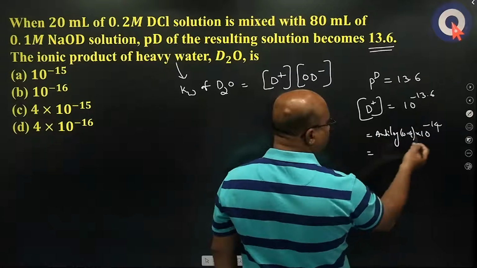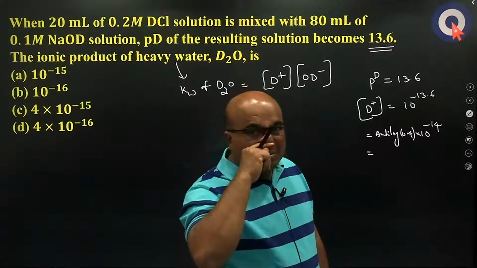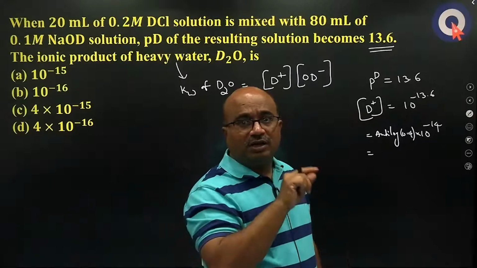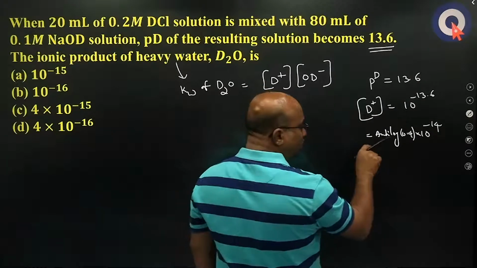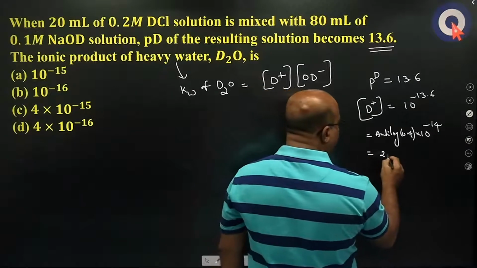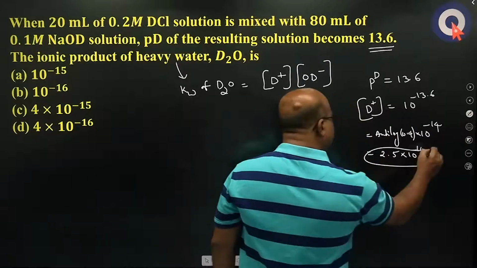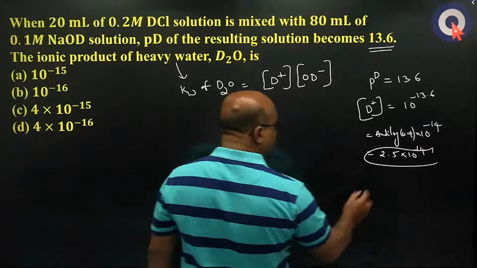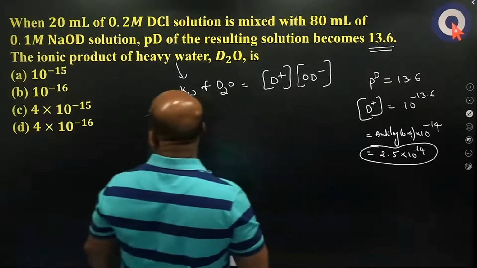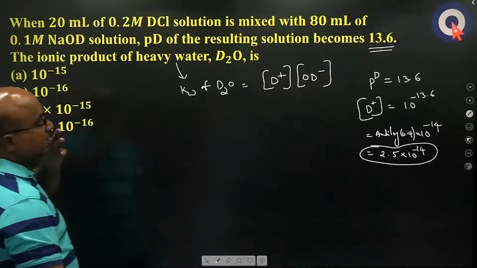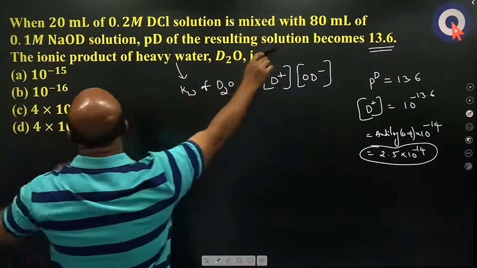So this will be nothing but the anti-log of 0.4. Log 2 is 0.3, log 3 is 0.477, so it should be in between that. It may be somewhere around 2 point something, say 2.5 into 10 to the power of minus 14. Maybe your values are approximate. So let us see, this is 20 into 0.2, and this is 80 into 0.1.